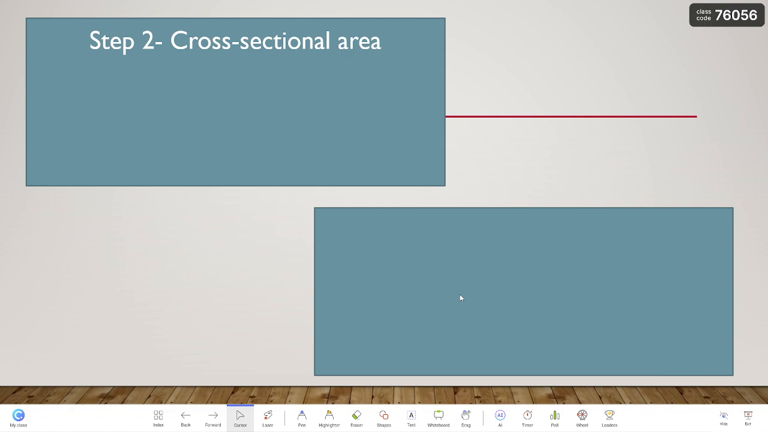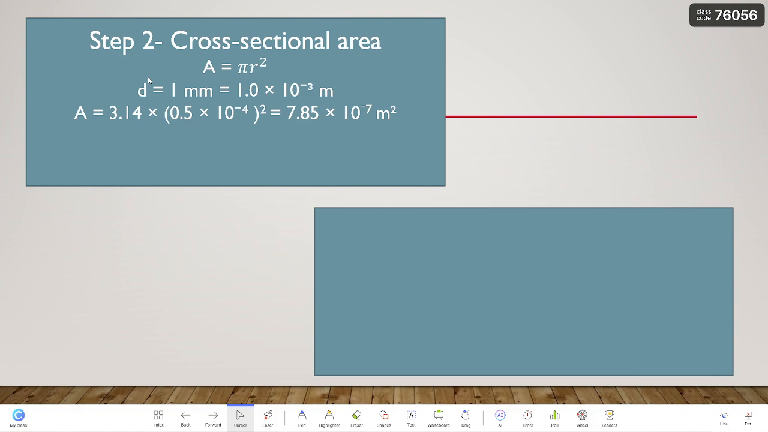In the second step, we will find the cross-sectional area. We know the formula for cross-sectional area. We have been given a diameter of 1 millimeter in the example, and this is the value of pi. We find half of the diameter is the radius. Pi r squared gives us the area of the cylinder.